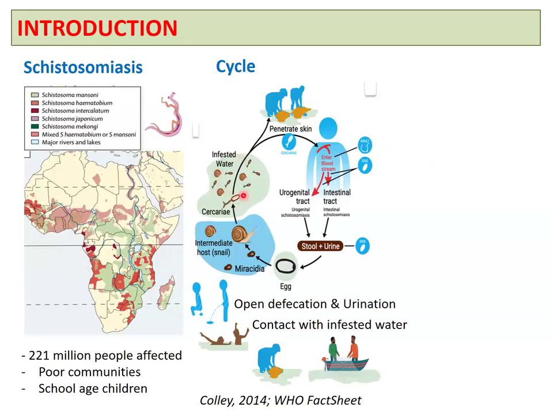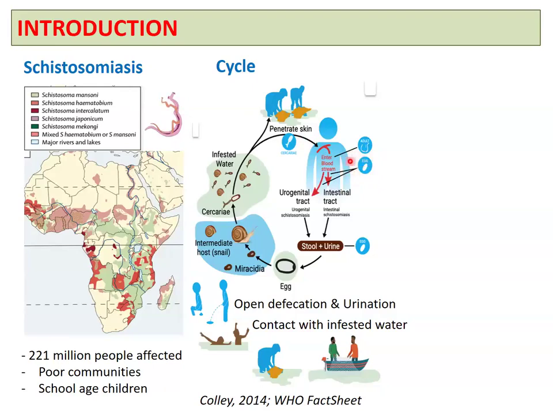So these cercariae are able to penetrate the skin, get into the blood system, and once they're in the blood system, these parasites mature into adults. And as adults, you have a male adult and a female adult, and these two do mate, and from that mating you have eggs which are given off from the female schistosome.